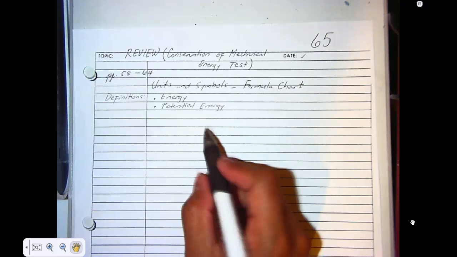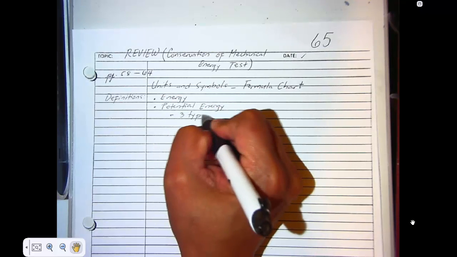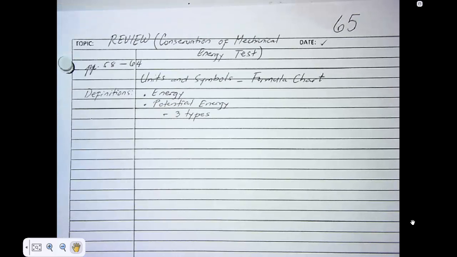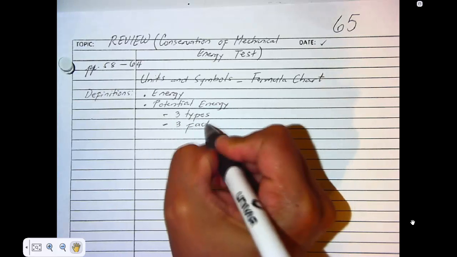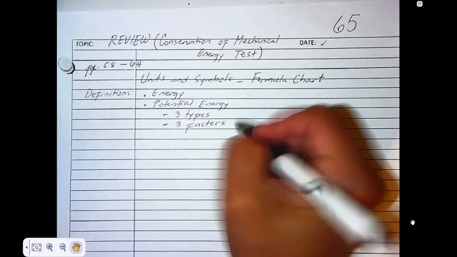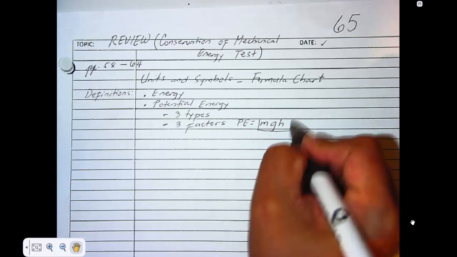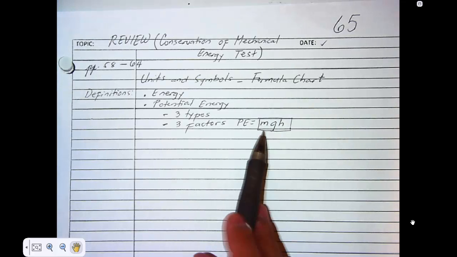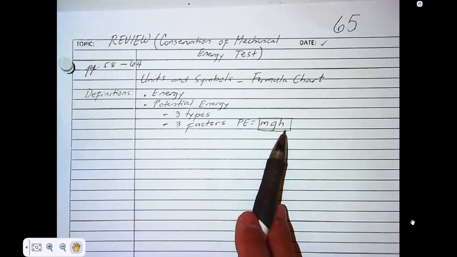With that, we have 3 types of potential energy. Hopefully your notes has definitions on what are the 3 types of potential energy. Then the 3 factors affecting potential energy. And from that, of course, we get it from the equation M times G times H. So if you know the meaning of those 3 from your formula chart, you should be able to know the 3 factors. Okay? So you have your mass, your gravity, and your height.